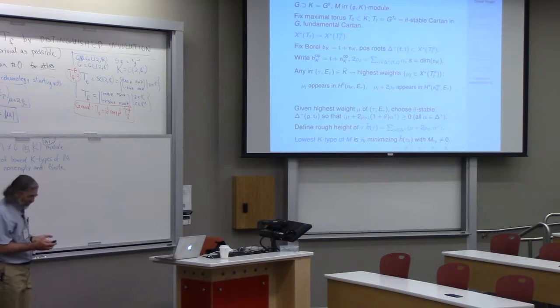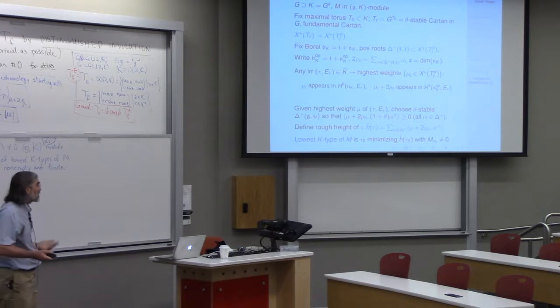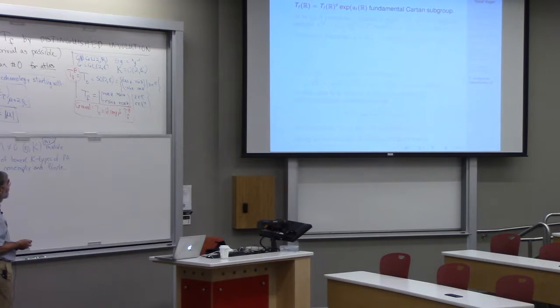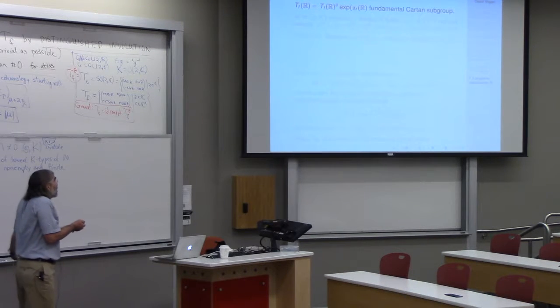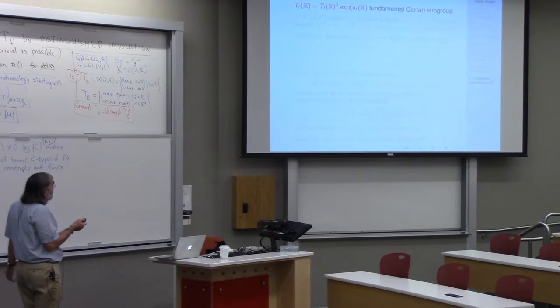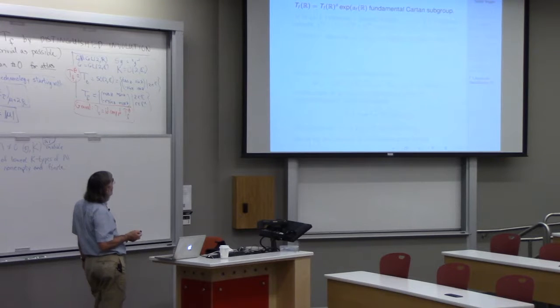Okay, so in the case of SL2, I used a lowest K type to construct a cohomology class. I want to try to do something similar here. So, if I had this real Cartan, it would be the fixed points of theta, the compact part, and the exponential of the -1 eigenspace of theta.